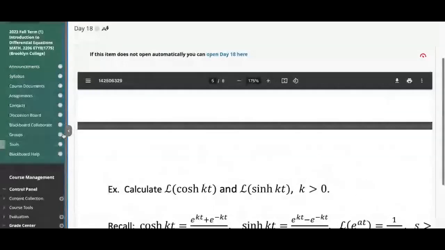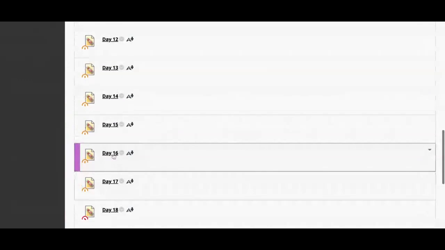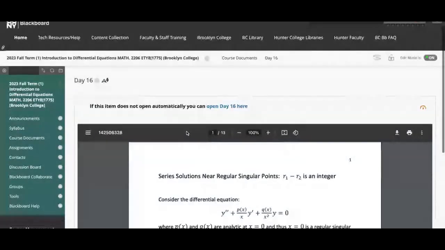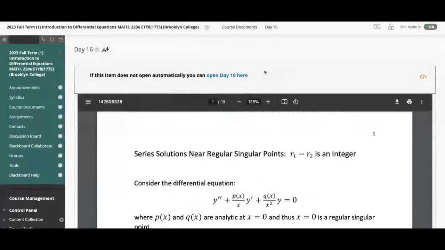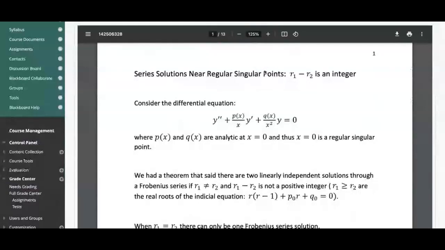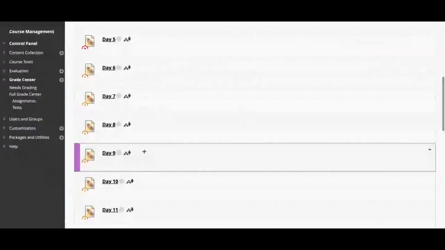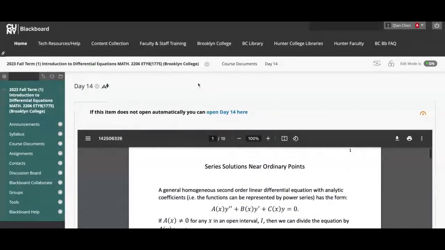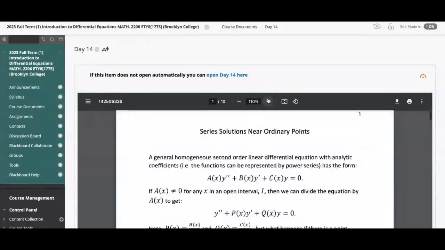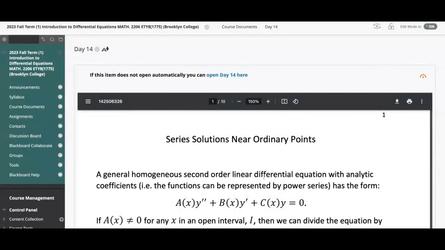Then we have a lot of calculations with a couple of lectures. I think we have 3 lectures. Maybe we start with 14 or 15. First, 14 is about solutions near ordinary points.